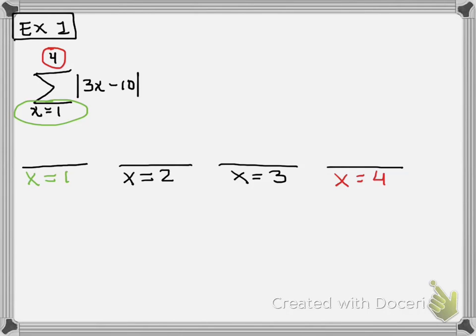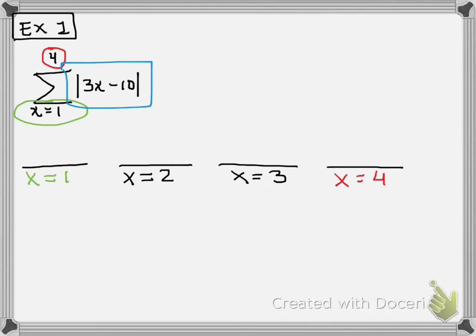So now we go to look at our rule, and this time our rule is absolute value. So we have to remember a couple things about absolute value. No matter what, with absolute value, it always makes my answer positive because it's really just the distance from 0, and distance is always a positive thing.